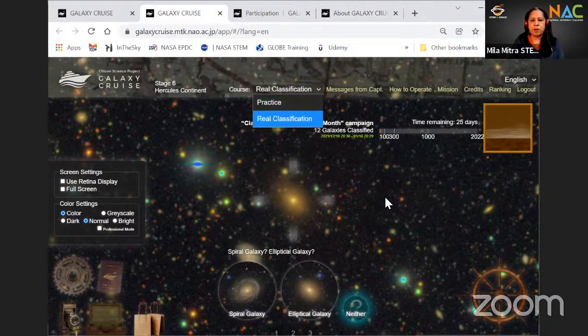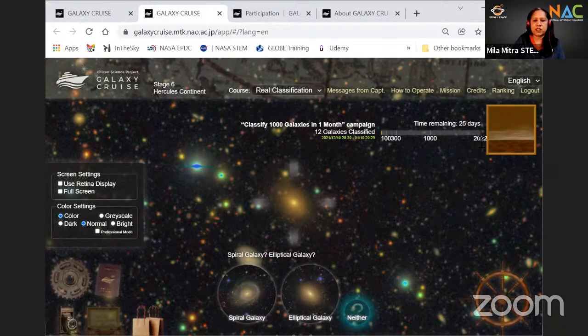And remember, there's a campaign going on and I have classified 12. I have a month to classify 1,000. Even if I classify 100 or 300, I'll get a bonus to my credit. But students who classify 1,000, not just students, but any citizen scientist, might get a certificate at the end of it. Okay, so with that, I went through it pretty fast, but you can take your time and enjoy it.